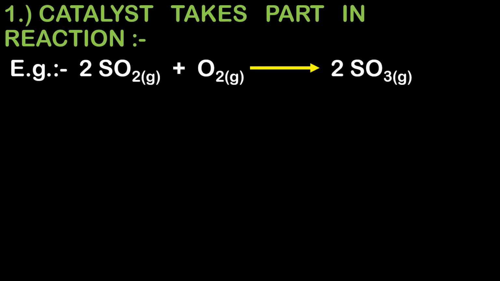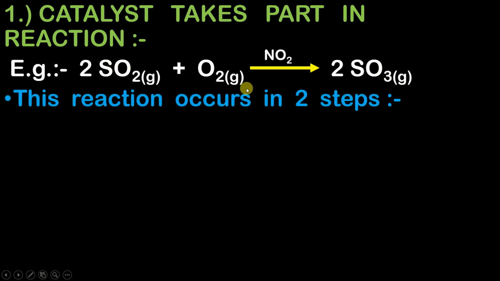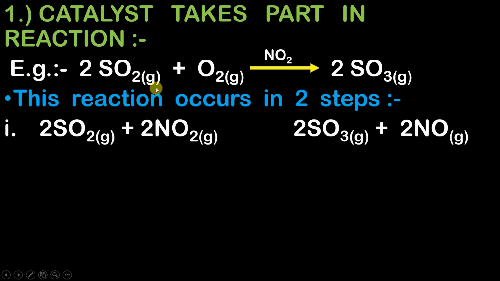Let's see how. We are going to understand this with the help of an example over here. Now here there is a reaction SO2 plus O2 gives you SO3. In short, SO2 is getting converted into SO3. Now here we are going to consider NO2 as the catalyst. Clear with this? Now this reaction might seem a single step reaction for you all. But guys, this reaction occurs in 2 steps. In the first step, what happens is that this 2SO2 reacts with our catalyst, this NO2, which is our catalyst, and it gives us 2SO3 plus 2NO.